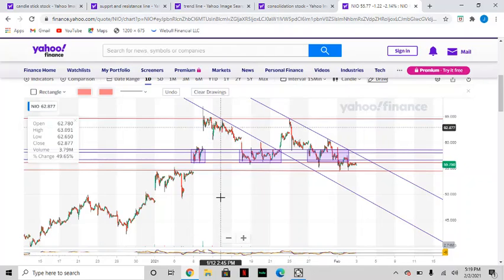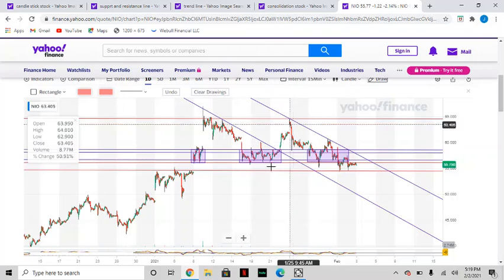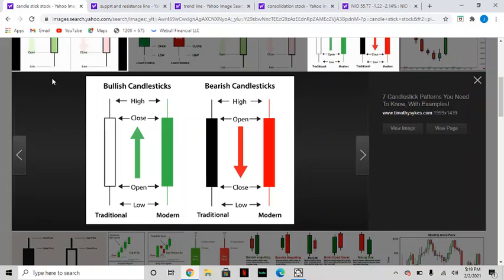Today I want to go over some candlesticks. I want to go over support and resistance lines and what they are, how you judge where you're going to put your support and resistance lines. Then I want to talk about trend lines, and then on top of that I want to talk about consolidation. So first thing I want to go to is candlesticks.